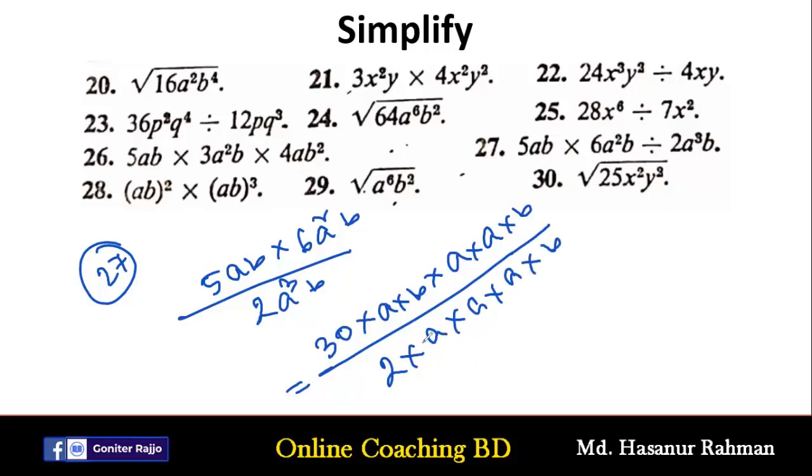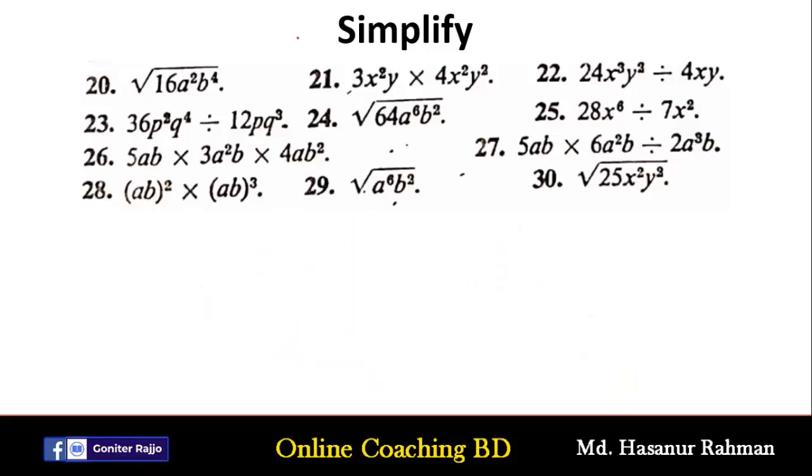So now we have to solve 30 divided by 2, that will be 15. Now we can divide a by a, this a by a, this a by a, and this b by b. So what will be left? The answer will be 15, and there is a b there. So 15b will be the answer of number 27. Now number 28. So how can you solve number 28?